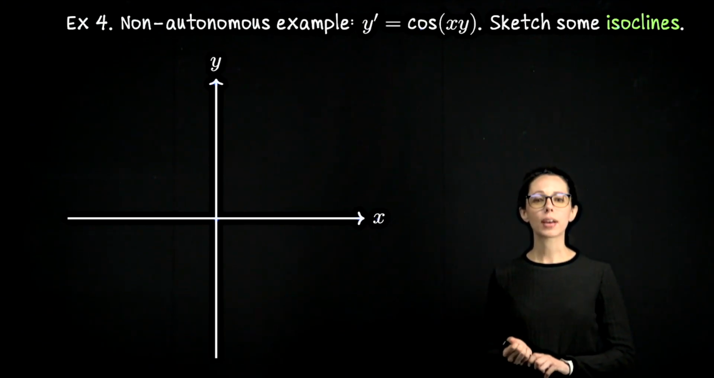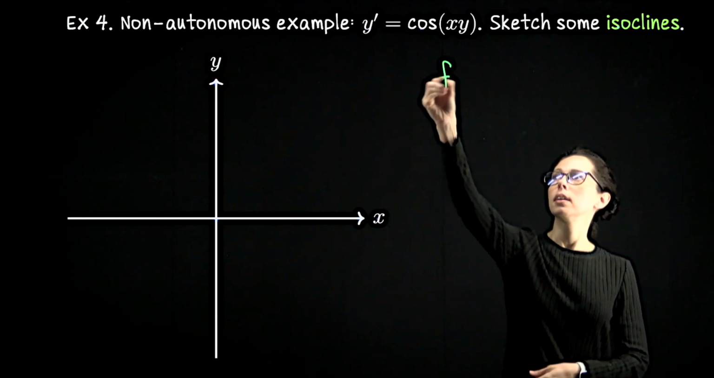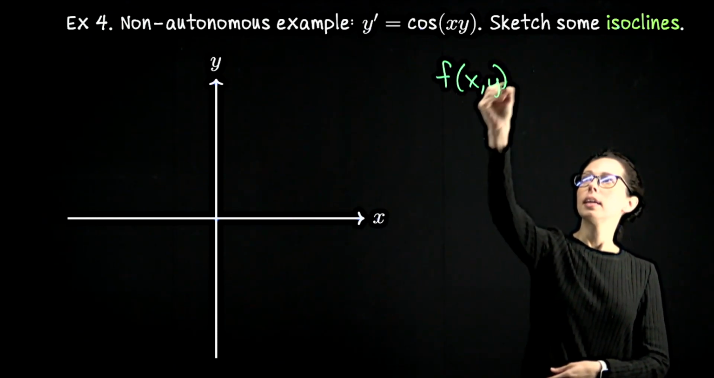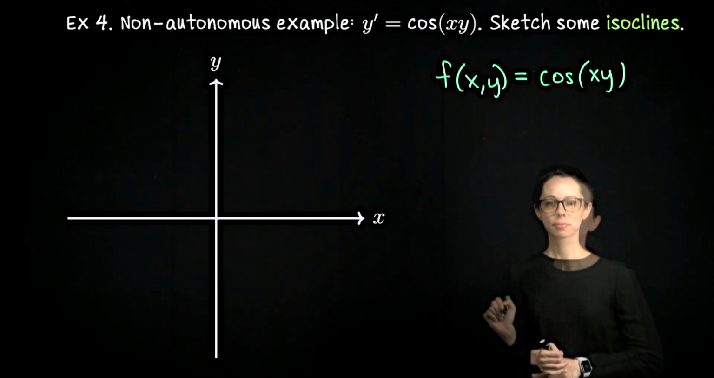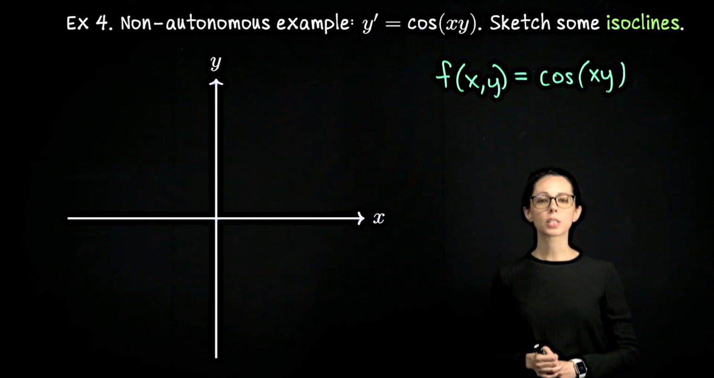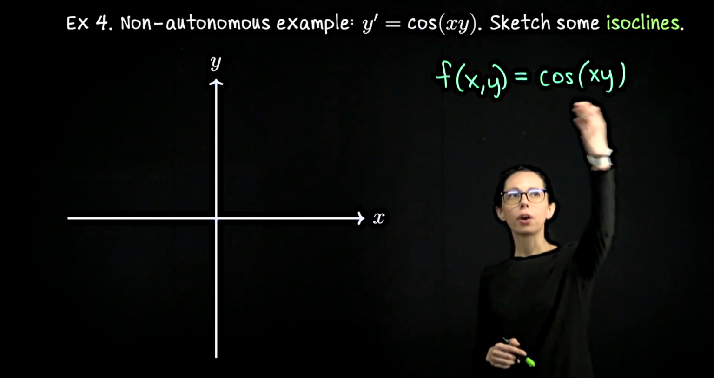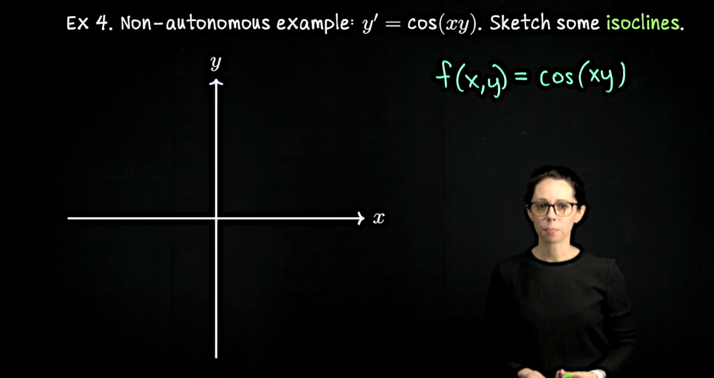Okay, so we have cosine of x times y as the right-hand side of our differential equation. So what we've been calling f of x and y is cosine of the product of x and y. To find the isoclines for this differential equation, we're looking for curves in the xy plane along which cosine of the x coordinate times the y coordinate is the same constant value.